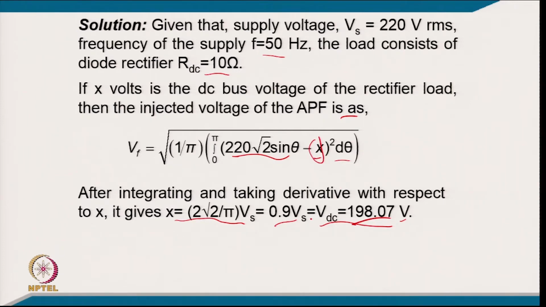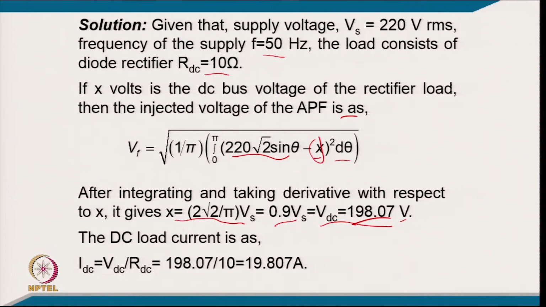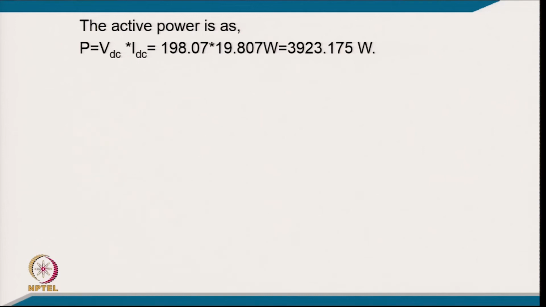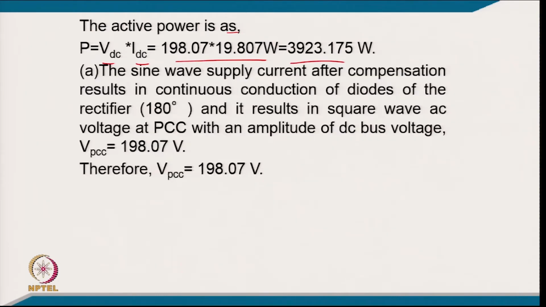Now, once we got the x value, we can find out the load current. We know the VDC and we know the load resistance. So, we can get the load current 19.807 ampere, and the active power is now VDC IDC. So, we can get the total active power as 3923.175 watt.